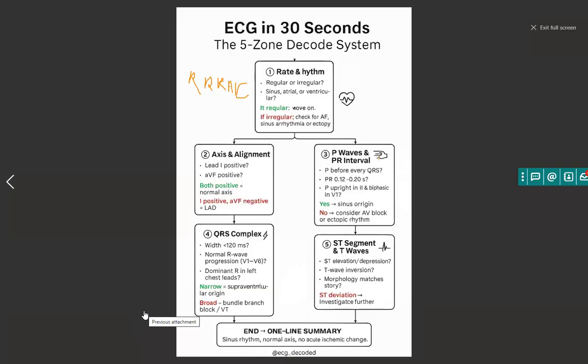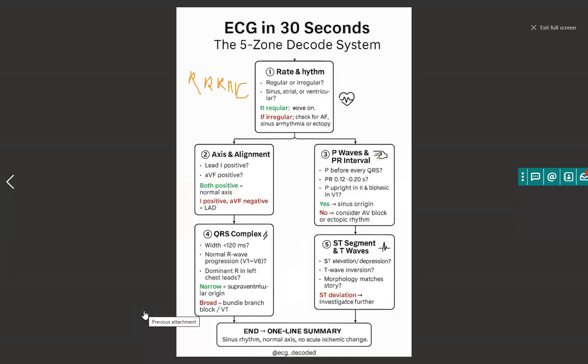And the mnemonic for right axis deviation is RECAP. That's R for RVH, or right bundle branch block, E for embolism, that's pulmonary embolism, C for COPD, A for ASD, P for posterior fascicular block, right? And then you want to move on.